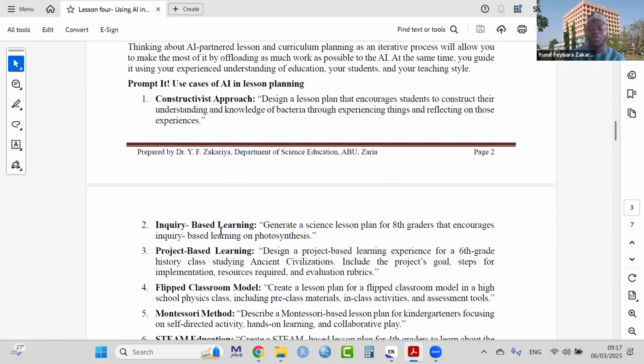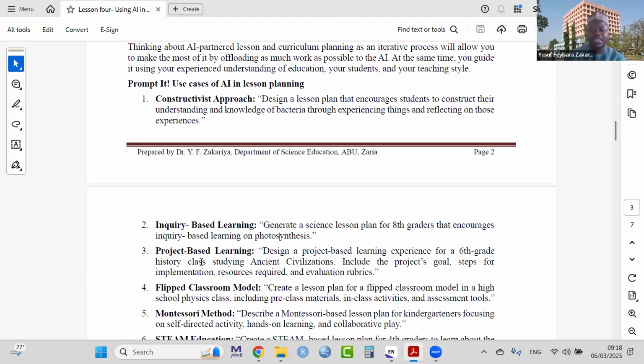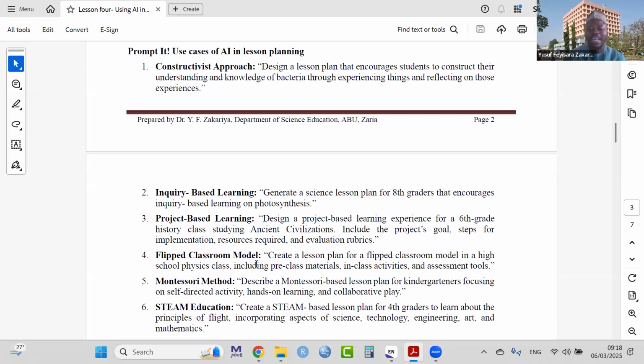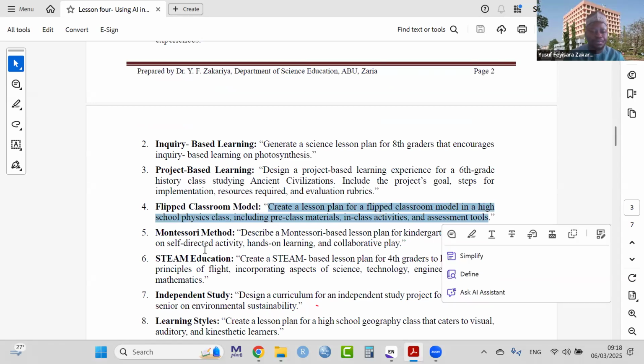If you want to take inquiry, AI can design a lesson plan for you that will be on inquiry-based learning. We took an example on project-based before. If you want to use flipped classroom, you can ask AI to create a lesson plan based on flipped classroom. Let us see this. I like technology in teaching a lot. Let's take this one. Look at this prompt.